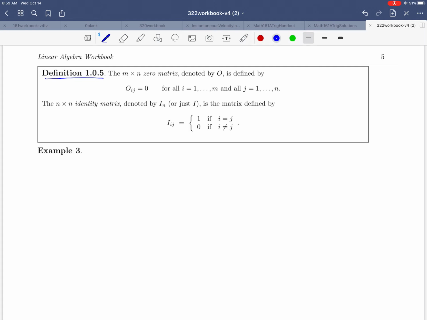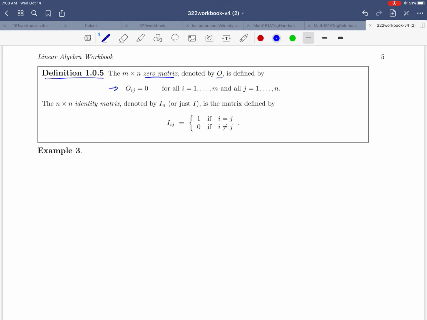So first thing we're going to talk about is the m by n zero matrix. Our book's notation for this is going to be this big O. If you look carefully at it, it's italicized. And here's the actual definition. It tells us that the entry in the ith row and the jth column of the zero matrix is 0. Now this is just a really fancy way of saying that every single entry in a zero matrix is going to be 0, regardless of what the size is.